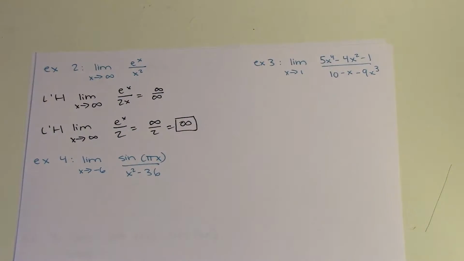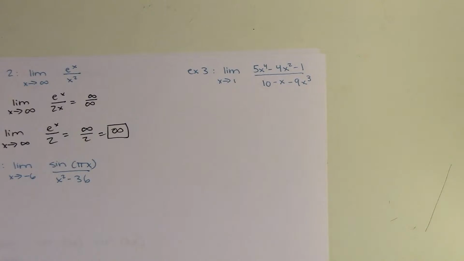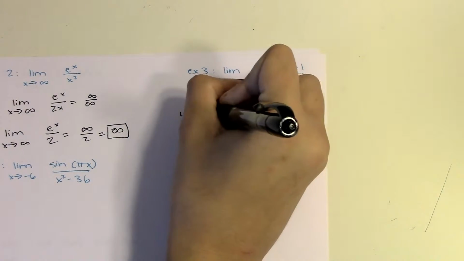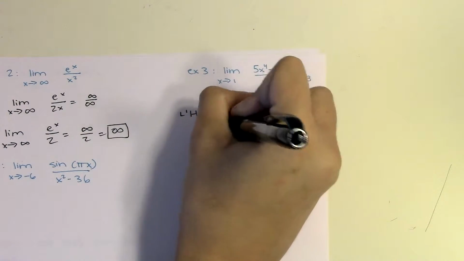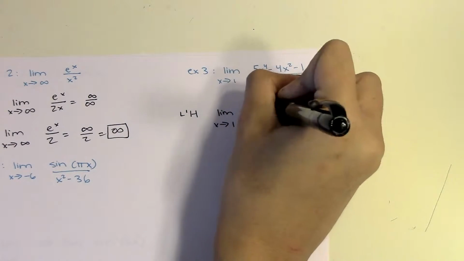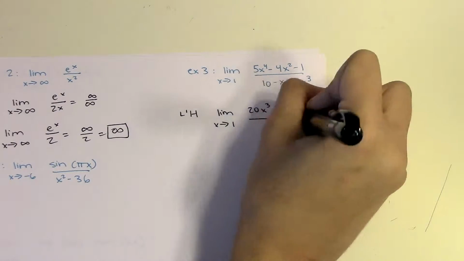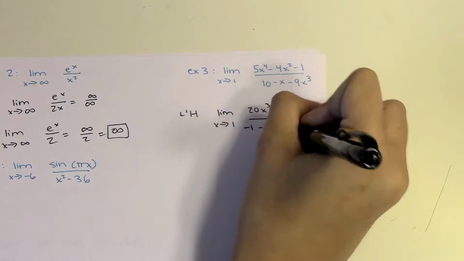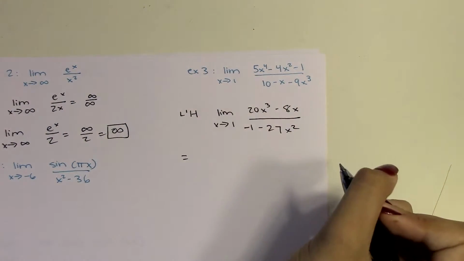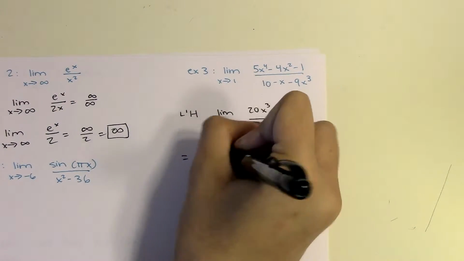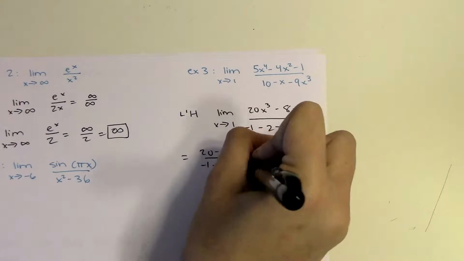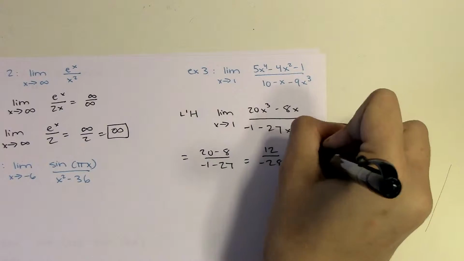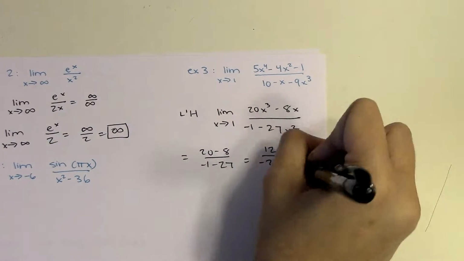That's the answer. So example 3, here this will go to 0 over 0, so we use L'Hopital's rule, and that's going to give us 20x to the third minus 8x over negative 1 minus 27x squared. And if we plug in 1 for x, we get 20 minus 8 over negative 1 minus 27, which simplifies to 12 over negative 28, which simplifies to negative 3 over 7.